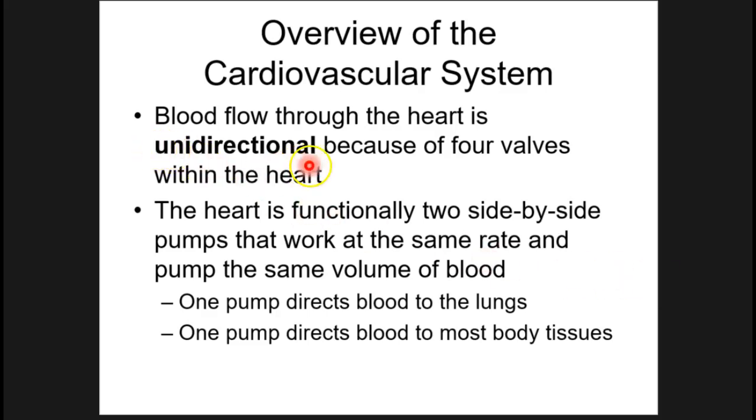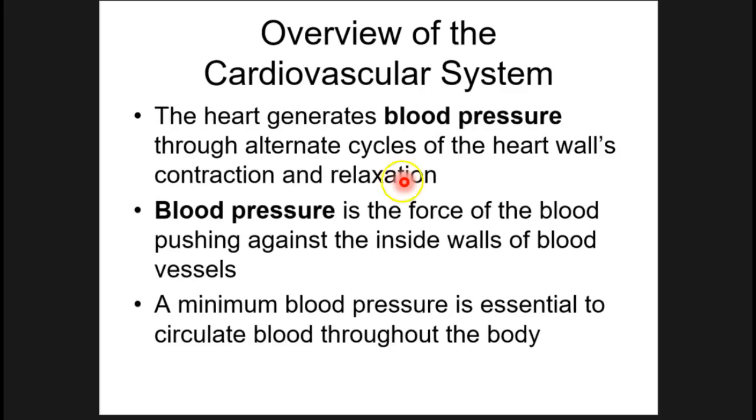It's going to be unidirectional because of valves. We're going to have 4 valves in the heart, and they're all going to have names. And a couple of them are going to have a bunch of names. It wasn't my choice. I didn't name them. A lot of people, different people named them.